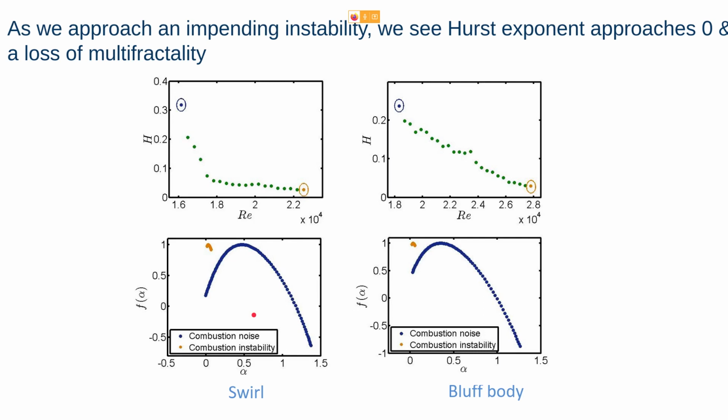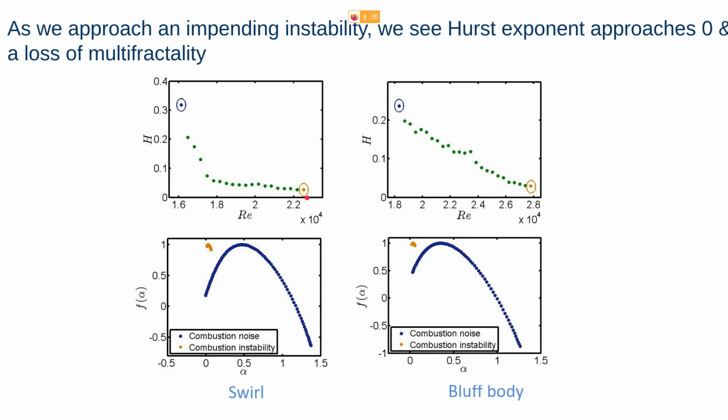Similarly, as we are approaching an impending instability, that's thermoacoustic instability in this case, we see that the Hurst exponent approaches zero and a loss of multifractality is seen in the system. If you take a Swirler stabilized combustor or a bluff body stabilized combustor, in the combustion noise regime, say this blue color is your Hurst exponent value of 0.3 and above, representing the combustion noise state. You can see that the multifractal spectrum is a broad, wide spectrum. For the bluff body also, the blue region shows a wide broadband spectrum in the combustion noise.